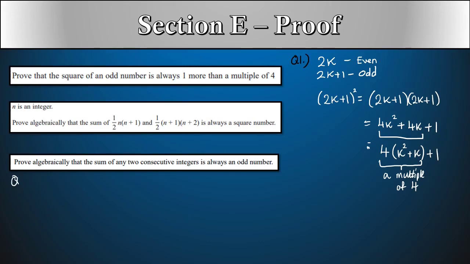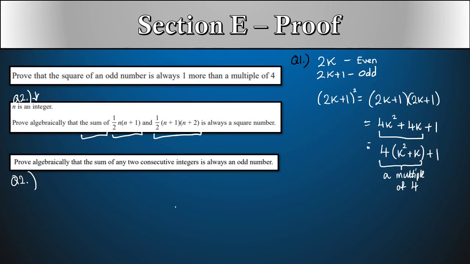So if we take a look at this second question here, so I'm calling this one question 2. We want to prove algebraically that the sum of a half n times n plus 1 and a half n plus 1 times n plus 2 is always a square number. So we just need to understand what the sum of means. So remember, the sum of is just a slightly posher way of saying add together. So what do we get when we add this and this expression here?